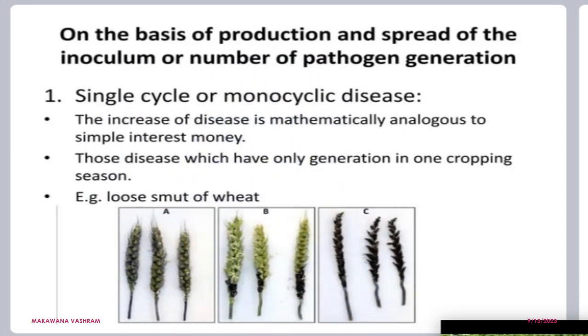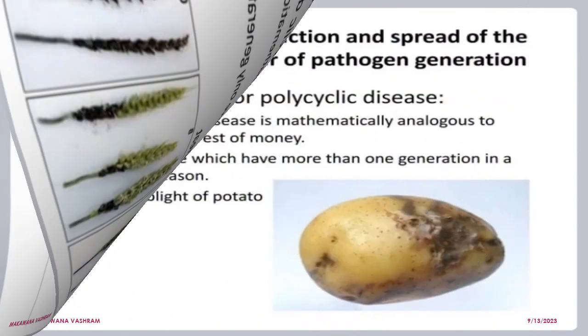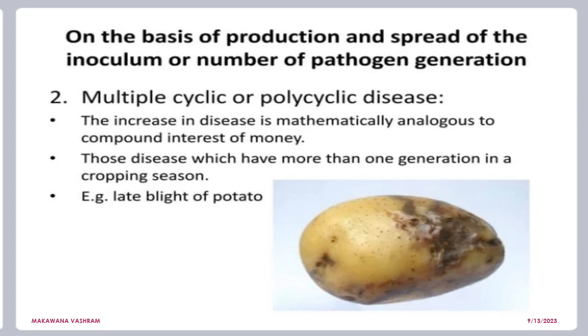On the basis of production and spread of inoculum or number of pathogen generations. Single cycle or monocyclic disease: the increase of disease is mathematically analogous to simple interest on money. Those diseases which have only one generation in one cropping season, like loose smut of wheat. The second one is multiple cycle or polycyclic disease. The increase in disease is mathematically analogous to compound interest on money. Those diseases which have more than one generation in a cropping season, like late blight of potato.